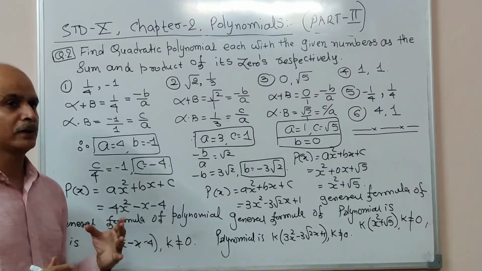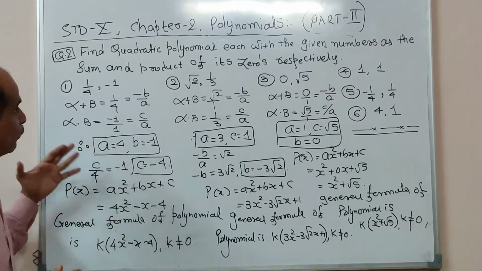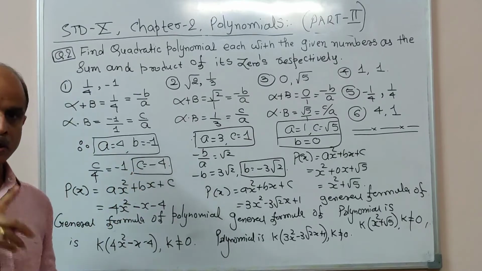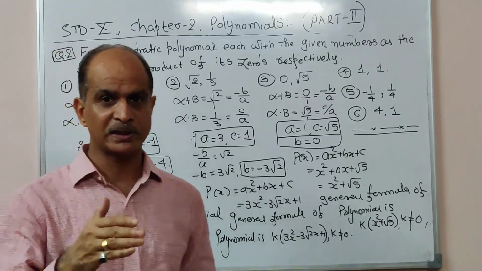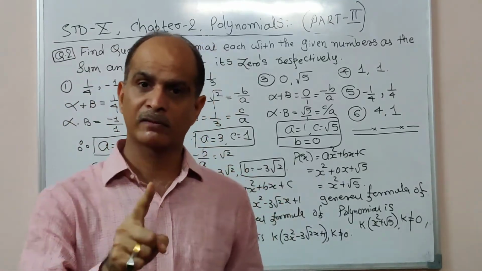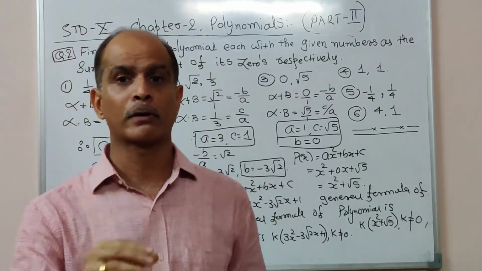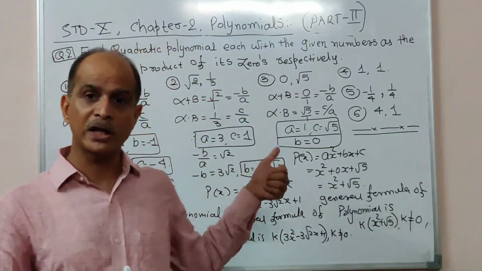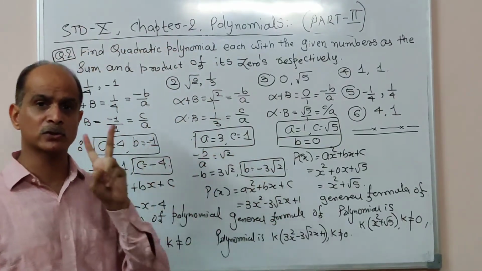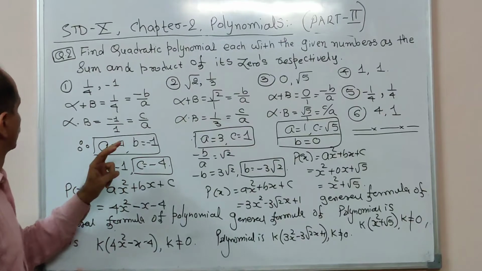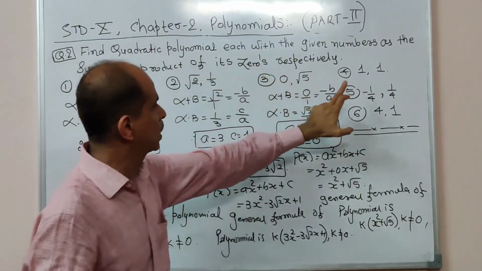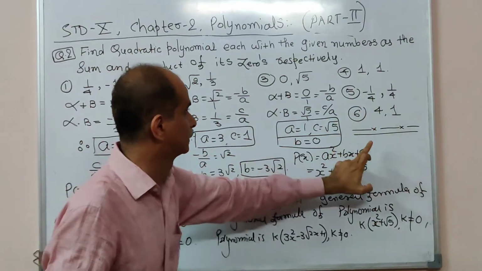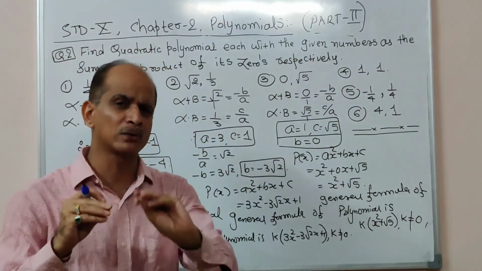Sometimes in board examination they ask one question on the basis of this formula, meaning alpha plus beta and alpha into beta is given to you, and you have to find out the quadratic polynomial. So the weightage of these examples is 2 marks. I have already solved the first 3 examples. You can easily solve the 4th, 5th and 6th. Let me give some clue how to solve this example.